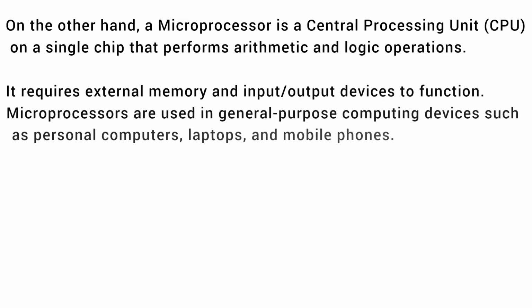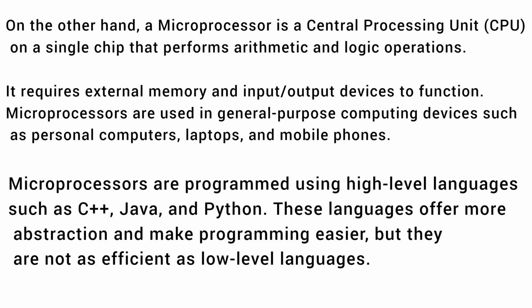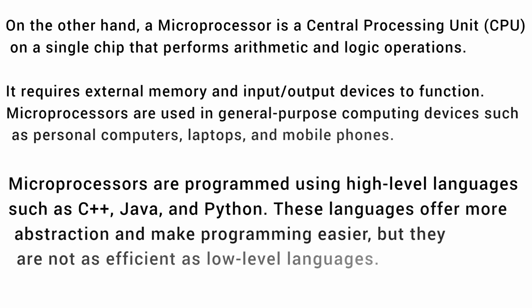On the other hand, a microprocessor is a central processing unit on a single chip that performs arithmetic and logic operations, as I told you before. It requires external memory and input output devices to function. Microprocessors are used in general purpose computing devices such as personal computers, laptops, and mobile phones. Microprocessors are programmed using high level languages such as C, Java, Python, and these languages offer more abstractions and make programming easier, but they are not as efficient as low level languages.